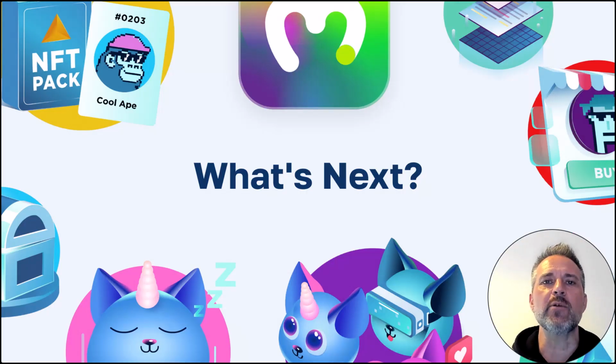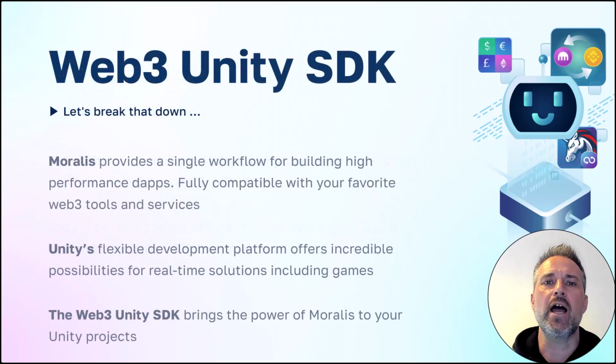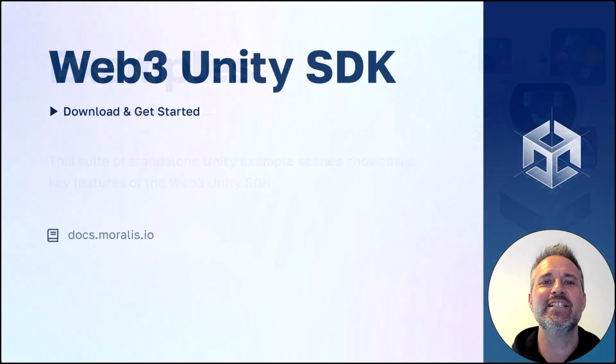So what's next with this examples project? Over time, this project will be updated and expanded. It will mature as the SDK itself matures. Let's recap. We've seen that Moralis provides a single workflow for building high-performance dapps. It's fully compatible with your favorite Web3 tools and services. Unity's flexible development platform offers incredible possibilities for real-time solutions, including games. And the Web3 Unity SDK brings the power of Moralis to your Unity projects. And the Examples project is a great way to learn more. It's a suite of Unity example scenes that showcase key features of the Web3 Unity SDK. Visit docs.moralis.io to download and get started. Thanks!